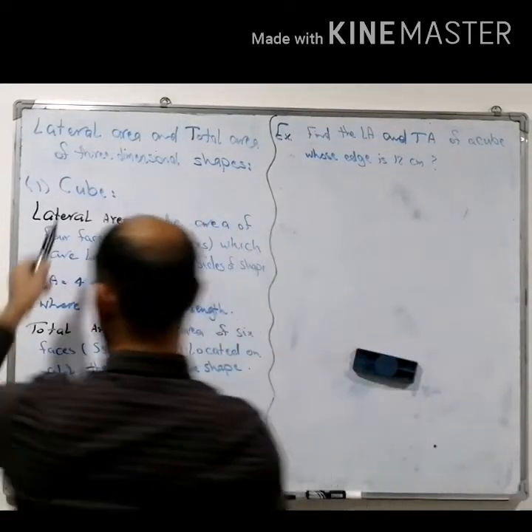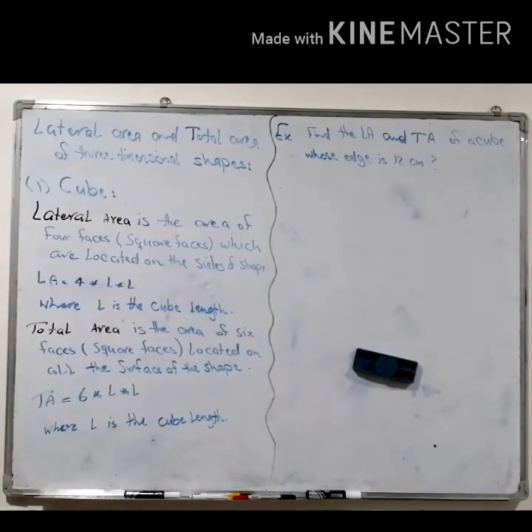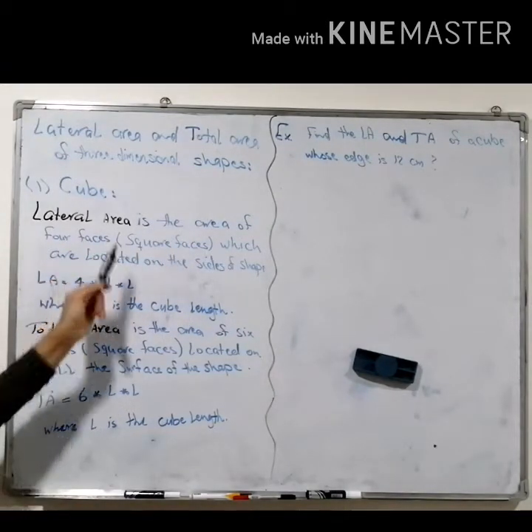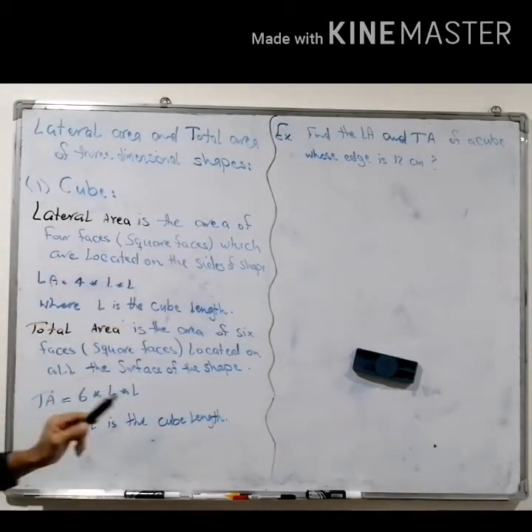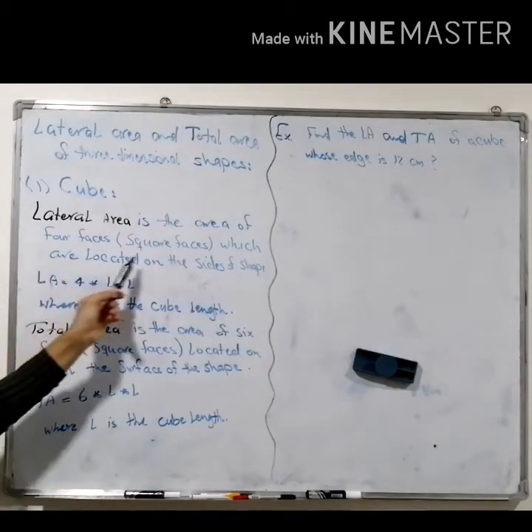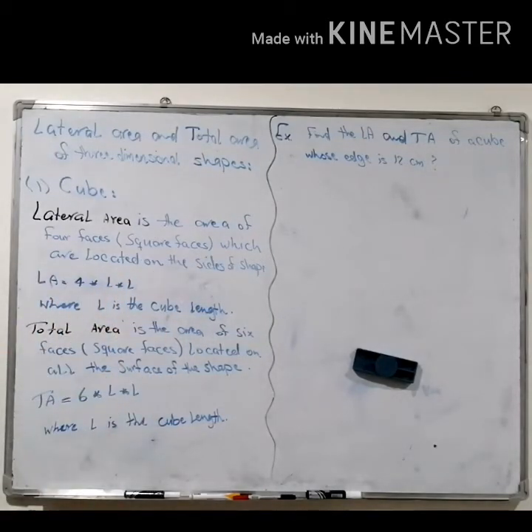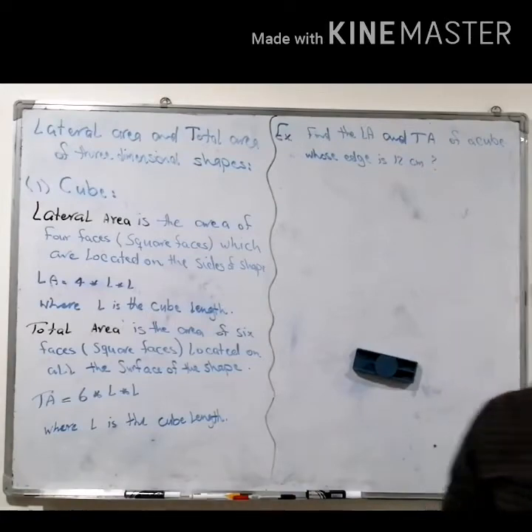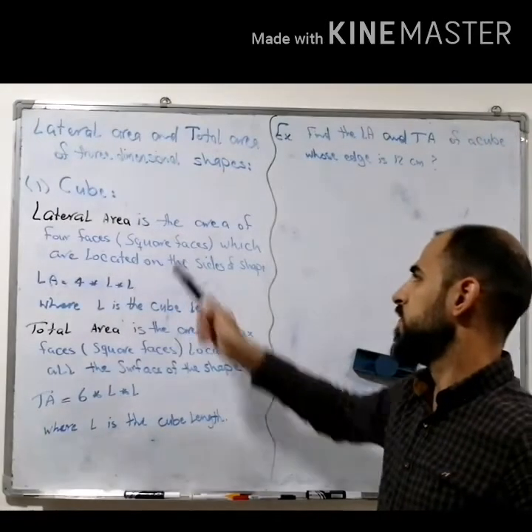First we will take the cube. The lateral area is the area of four faces, which are the square faces located on the sides of the shape. Lateral area means المساحة الجانبية. It is the area of four faces. In the cube, the lateral area is the area of four side faces, which are located on the sides of the shape. And these faces are square faces.